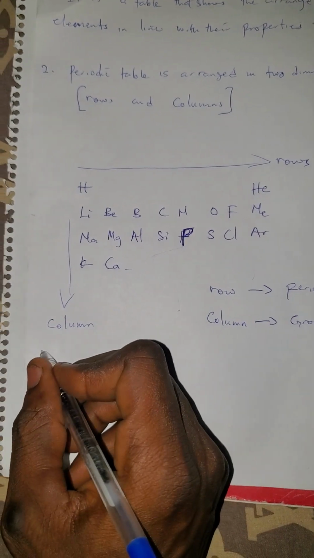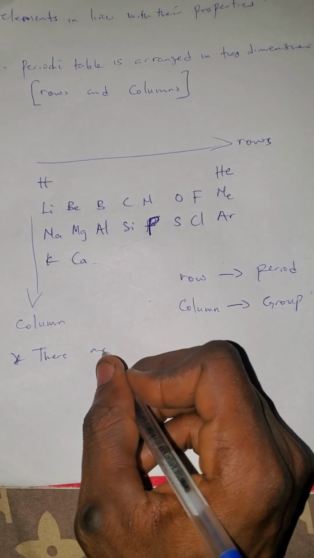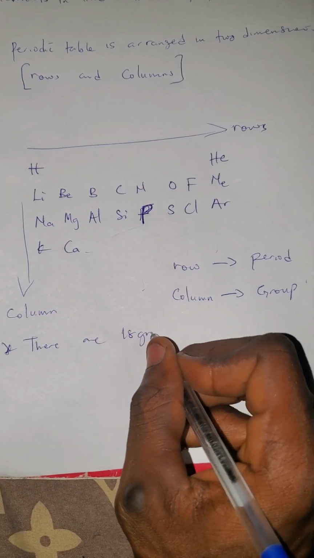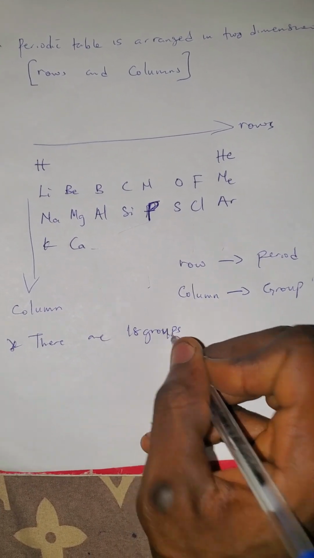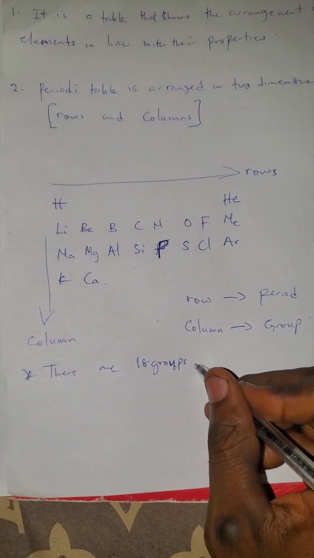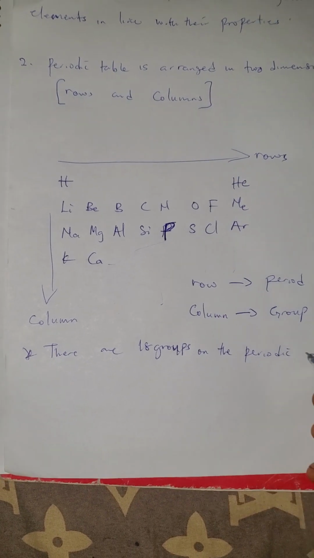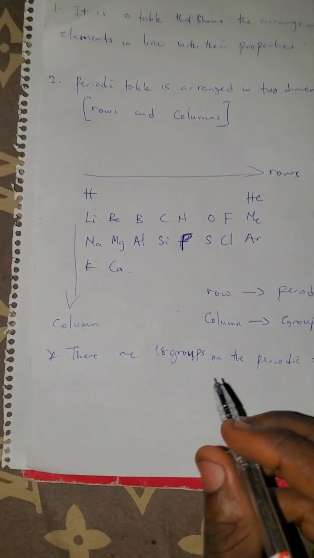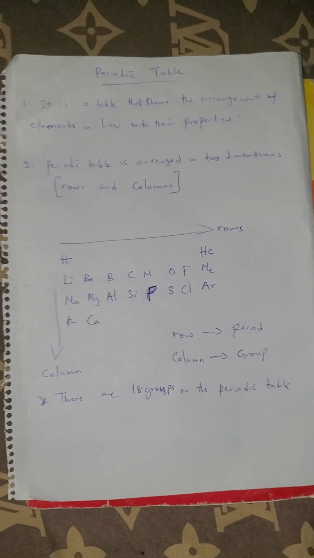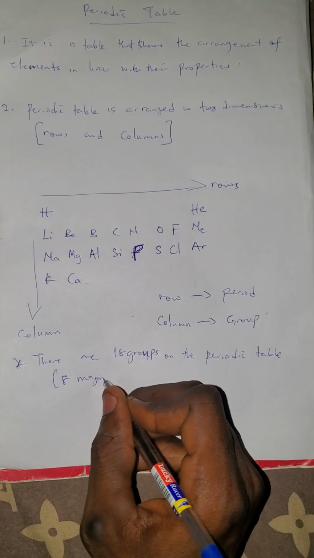But you should note that there are 18 groups on the periodic table, but out of these 18, we only have 8 major groups.